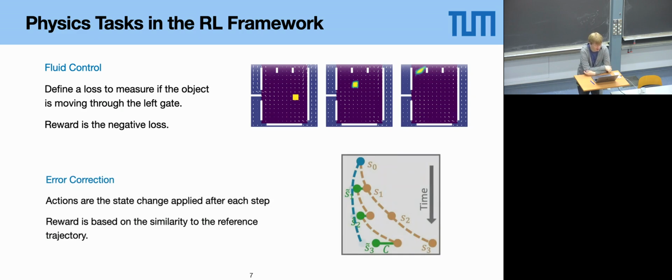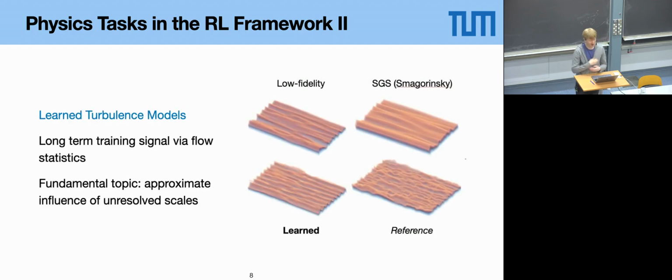Another task, for instance, error correction of numerical solvers, I think has also been covered abundantly in this course, where the actions of the temporal trajectory could be the state change that you apply in each step, and the reward would be based on the similarity to a reference trajectory. And one can also take this one step further: you need not compare individual predictions to formulate a loss, but you could instead also use statistically formulated losses or rewards where you average over trajectories. This can be more appropriate on chaotic systems, but it depends on the circumstances.